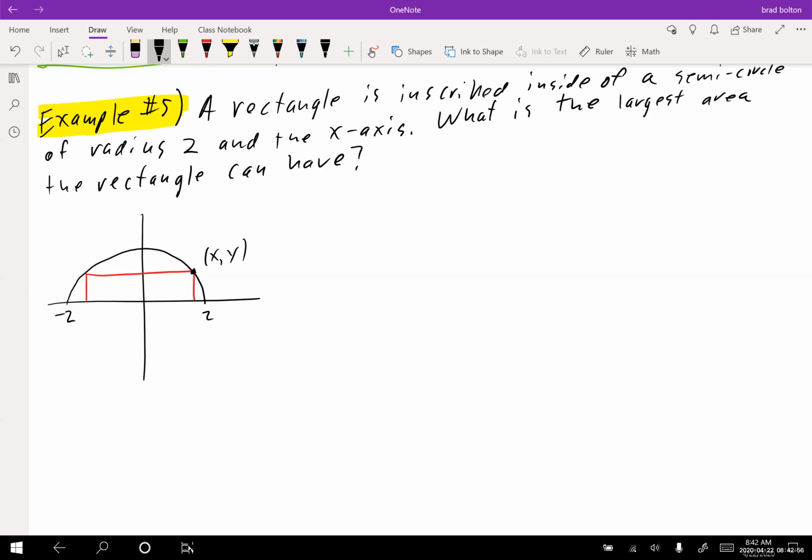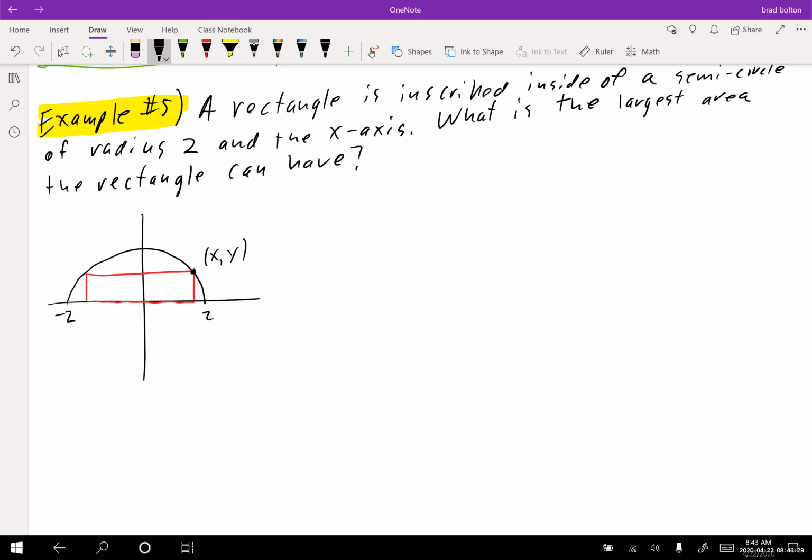And again, I told you guys it's really important. When you say something's inscribed, it's going to touch it. So you should name that coordinate where they touch x comma y. It's very important to name things usually in math, especially in higher levels of math. Once you put a name to something, you can start working with it. So we inscribed our rectangle inside of a semicircle of radius 2, and we use the x-axis. Okay, so this technically goes like that as well. Okay, now here's the thing.